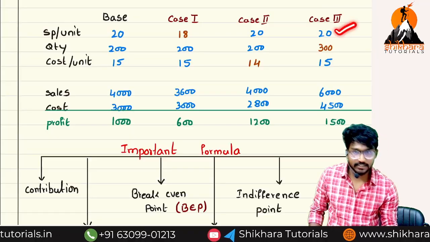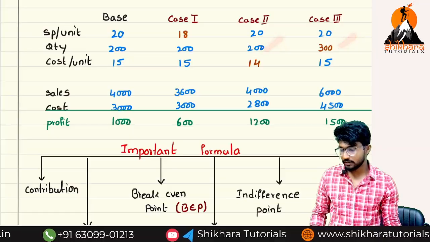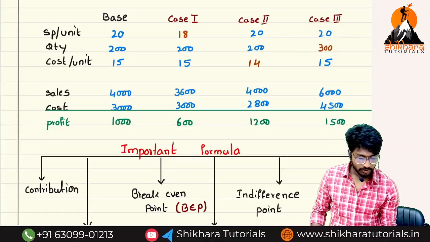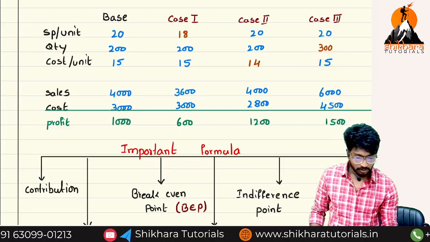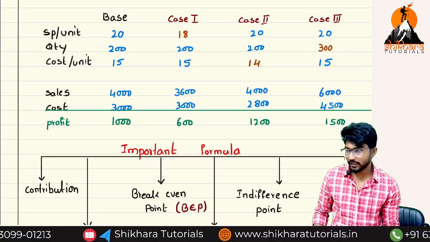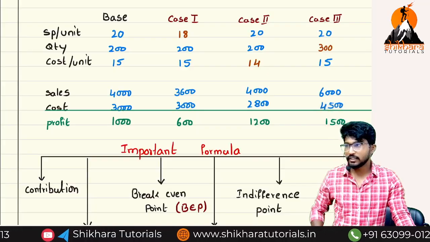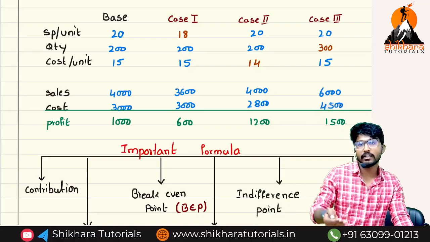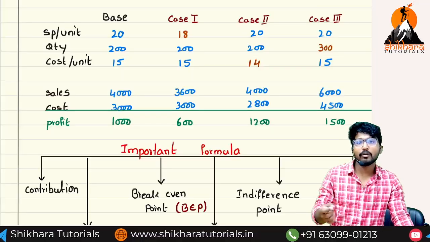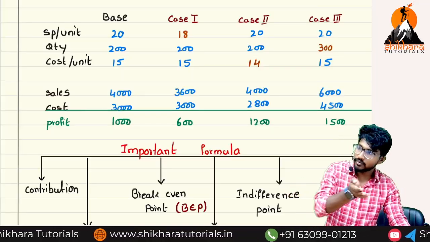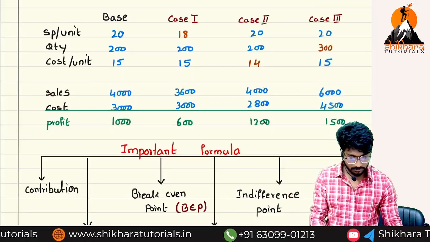Here the selling price is the same, quantity is increased from 200 to 300, cost is also the same. Now what is our total sales? 6000, cost is 4500, and profit is affected, it is increased from 1000 to 1500. So there is a direct relationship between quantity and profit. If quantity increases, profit will also increase. If quantity decreases, profit will also decrease.